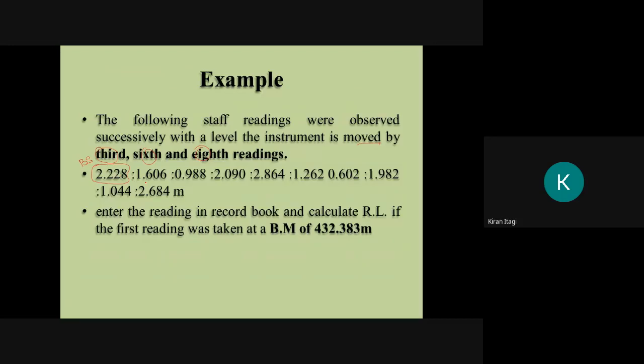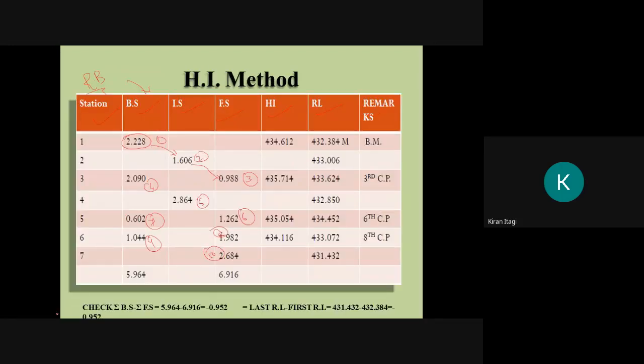Means he has given 1, 2, 3, 4, 5, 6, 7, 8, 9, 10. How many readings are there? 10 readings are there. And the third, sixth, and ninth readings are the change of point. Okay, those things we have to enter here.